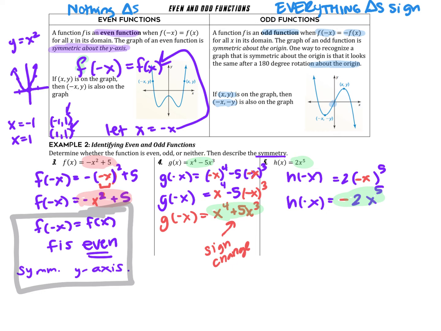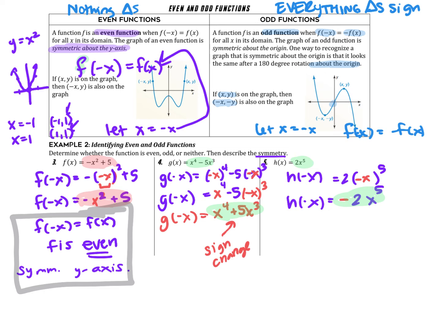So how do you test if a function is odd? You do the exact same thing. You let x equal negative x, and you're looking to see, is my function exactly the opposite? If I plug in negative x, do I get the opposite of everything? So we already did the legwork for this on numbers 4 and 5.